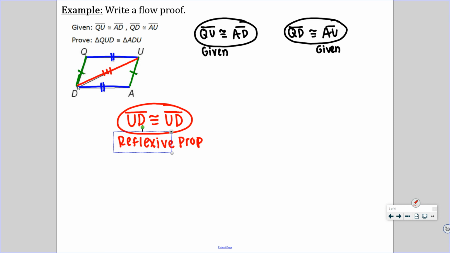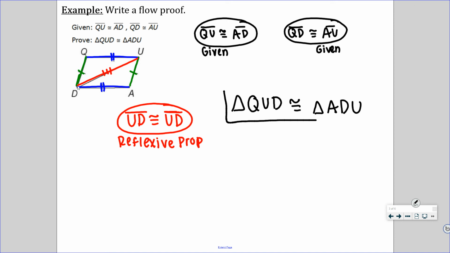Okay, so we're going to put that in another bubble. These are all our reasonings. Basically, you're just organizing your thinking. All our reasonings, and then you draw arrows to your final conclusion. So my final conclusion, because I've now proved all 3 sides are congruent, I can use this conclusion that triangle QUD is congruent to triangle ADU. And I usually box this one. And then you just have to draw arrows. Whoops, like this. These are all my reasonings that allow me to conclude.